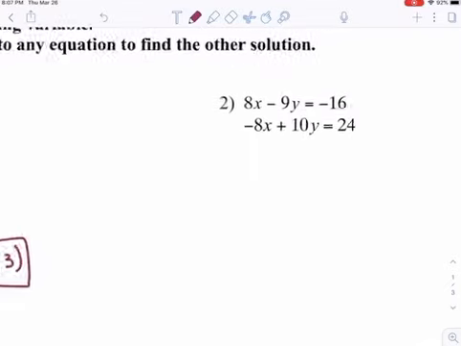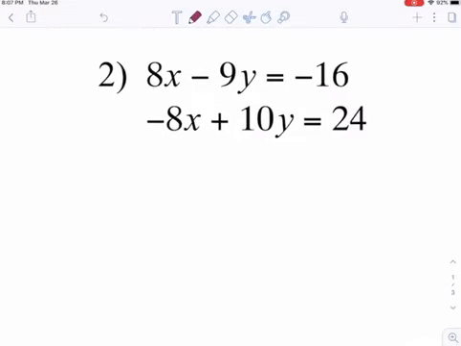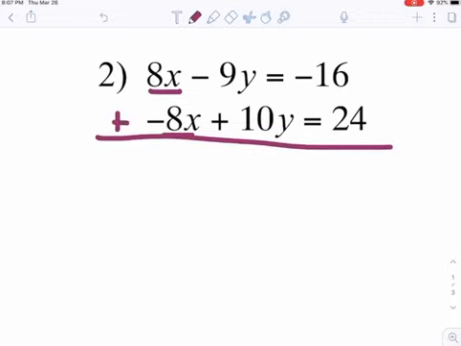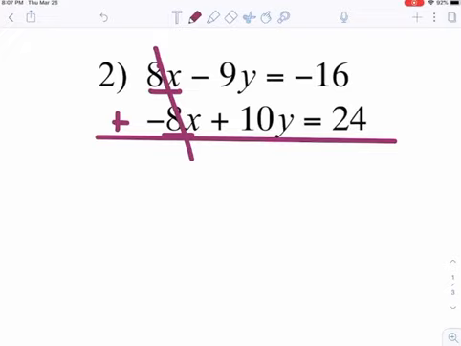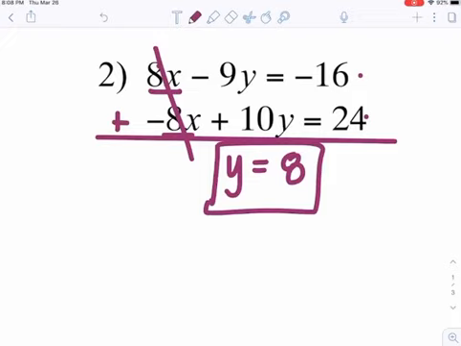Okay, so in number 2, same thing. My variables are lined up. I already see that my x's have the same coefficient. One's positive, one's negative, so I'm already set to add my two equations together. I know my x's are going to eliminate, and I have 10y plus negative 9y, which is just positive y, equals 24 plus negative 16, or 24 minus 16. And that's positive 8. Look at that, I already have one of my answers.